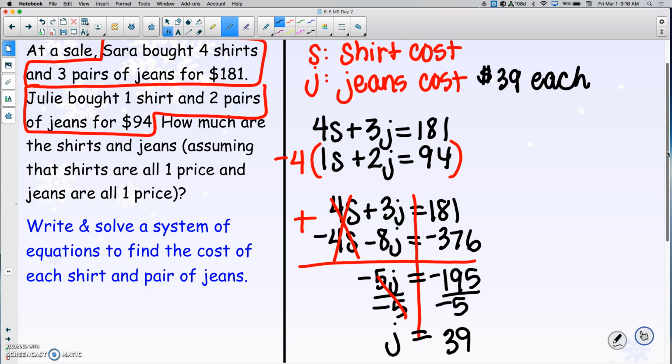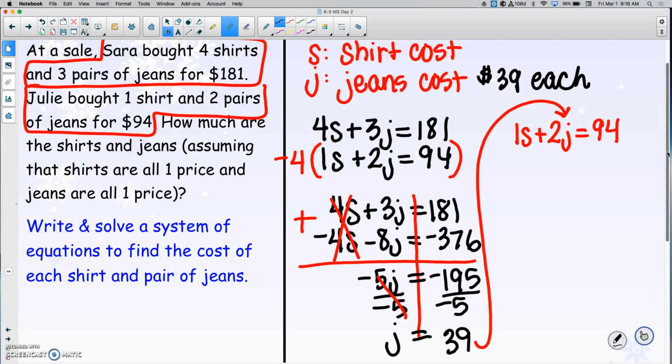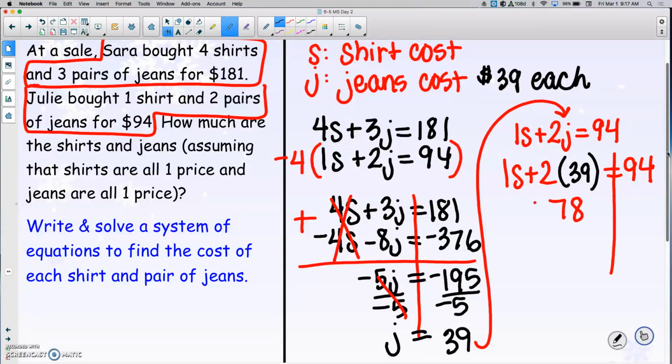Now I'm going to go back to my bottom equation with the smaller numbers. 1S plus 2J equals 94. And I know the jeans are $39. So I can replace J with 39. So 1S plus 2 times 39 equals 94. 2 times 39 would be 78. 1S is the same as just S, so I don't have to have that coefficient there.